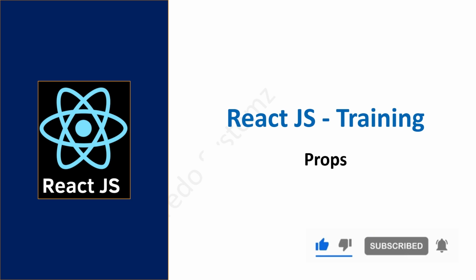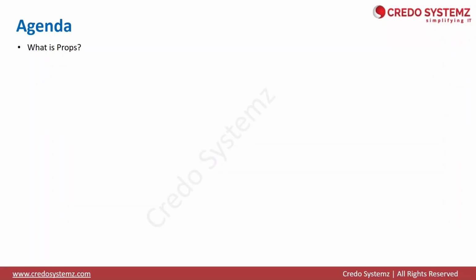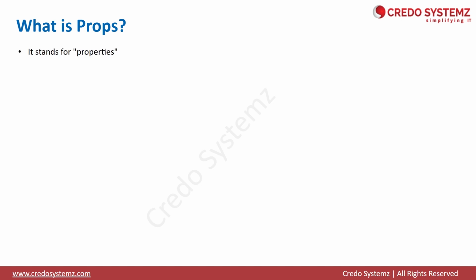First and foremost, what is the agenda for this video? We will be understanding about props, why we need props, and then we will be seeing some examples of how you can implement the code with the help of props. So first, what are props? Props is nothing but properties. We are defining properties for the component. The default type of props is an object.